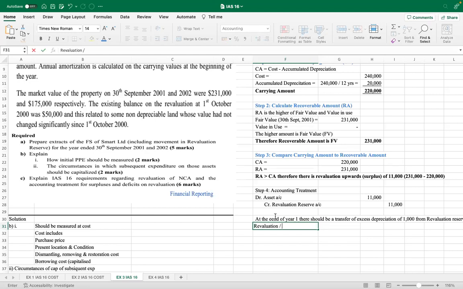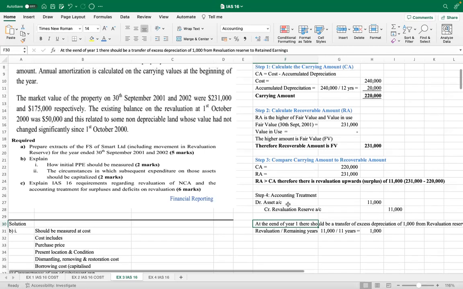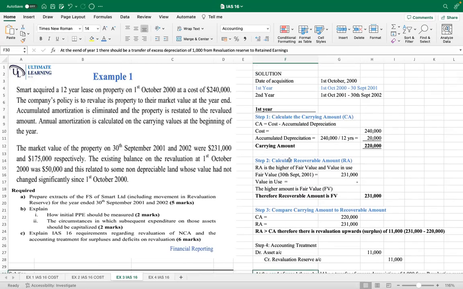you divide by the remaining years. Remaining years at the end of year 1 is 11 years, because the total was 12 years. And at the end of year 1, we are remaining with 11 years. So we take that 11,000 divided by 11. That is how you get that accounting treatment. That is first year.